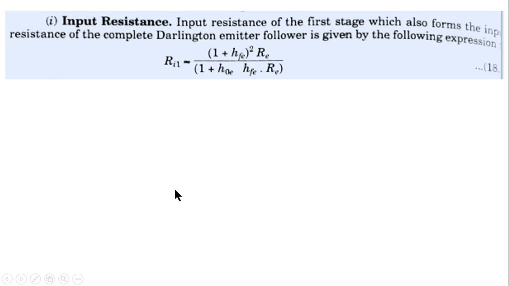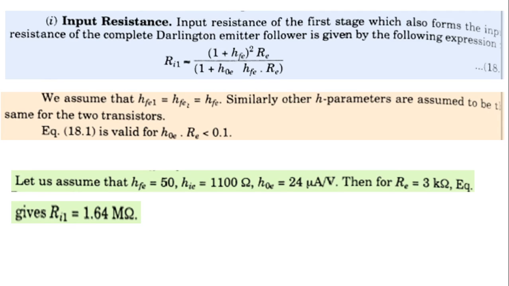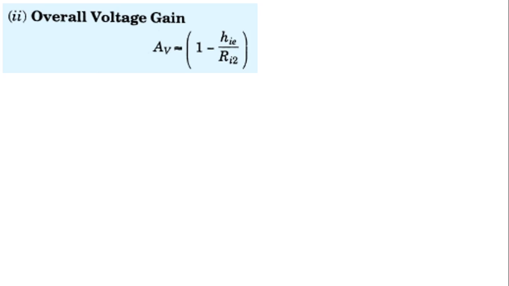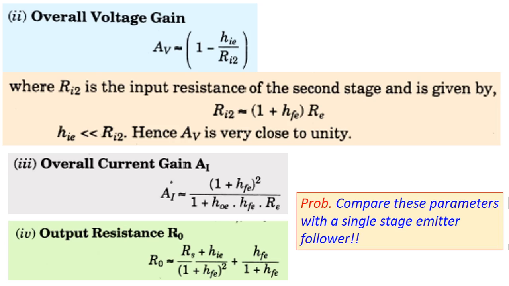Okay, and then we saw the different equations, and we know that there are four parameters that are important for an amplifier: the input resistance, then output resistance, then voltage and current gain. And we also analyzed the dependence of these different parameters on the H parameters. And the task was to compare these parameters with a single stage emitter follower.